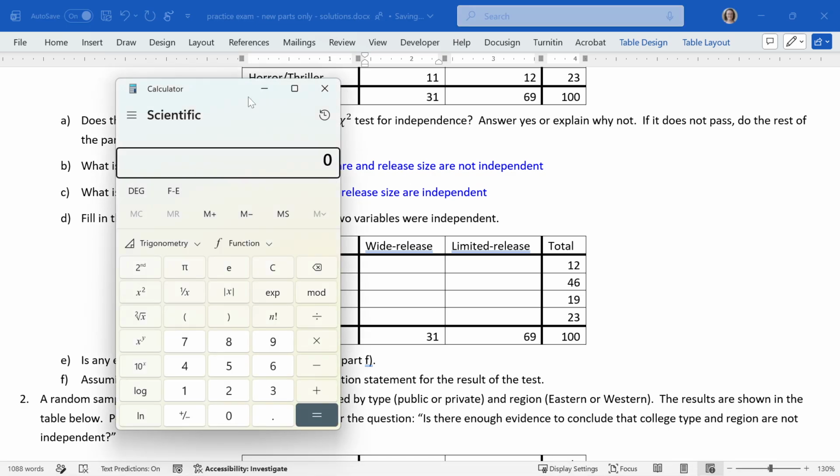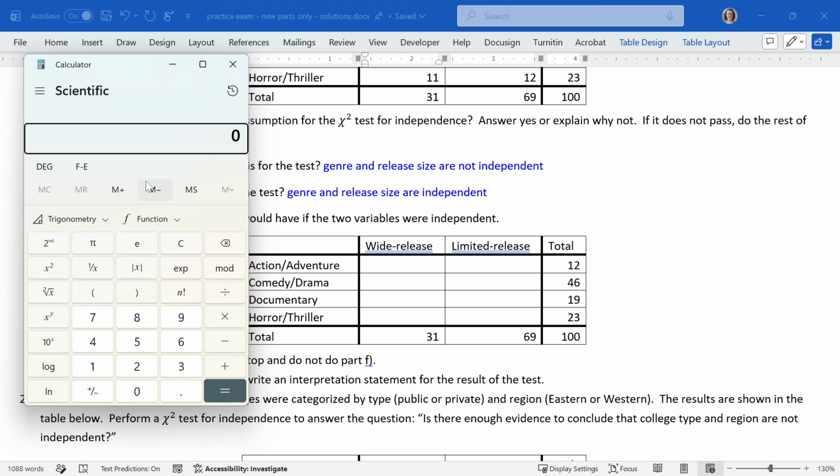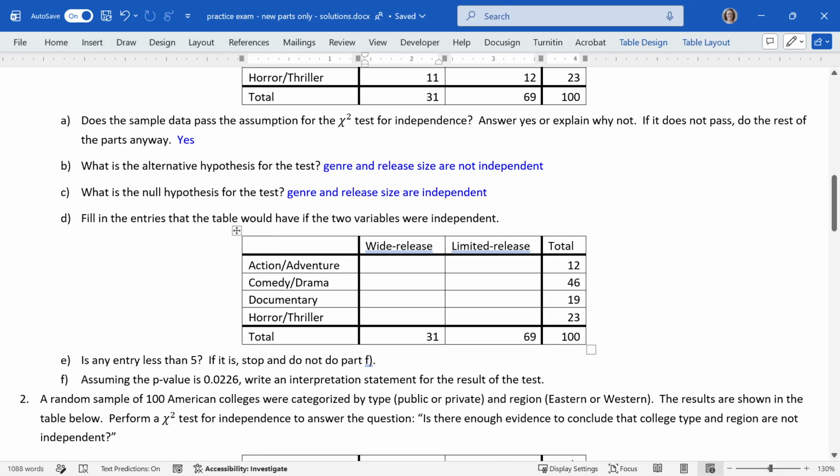I'll just do a couple to show you, and then I'll fast forward through the rest of them. Maybe I will type them in these cells so you can actually see what I'm going to do. So this is going to be 31 times 12 over 100. This is going to be 31 times 46 over 100. This is 31 times 19 over 100. 31 times 23 over 100. And then same way over here, except I'm just going to be really lazy and change these 31s to 69s. So this will be 69 times 12, 69 times 46, 69 times 19, 69 times 23, and these are all divided by 100.